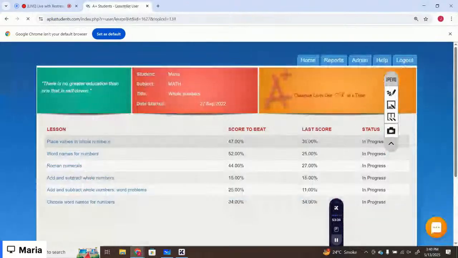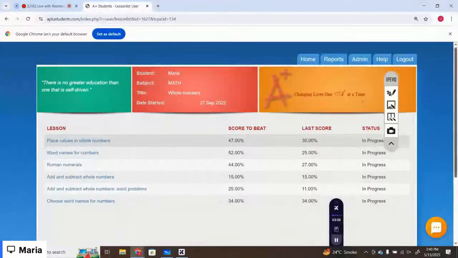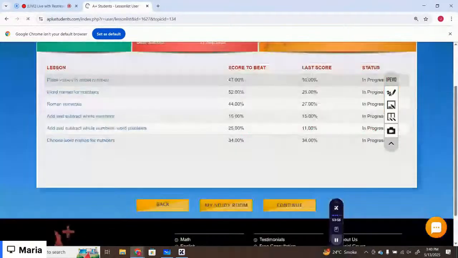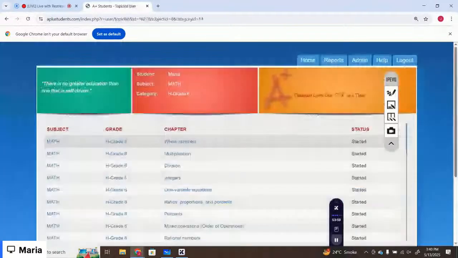Okay, you can complete the lesson by yourself later today. So we were working on grade 6 math. The chapter we were working on is whole numbers. The lessons we have covered today are place values in whole numbers, word names for numbers, Roman numerals, and add or subtract whole numbers. So please make sure before the next session you complete all the practice questions for the lessons we just did. That is your homework until the next session.